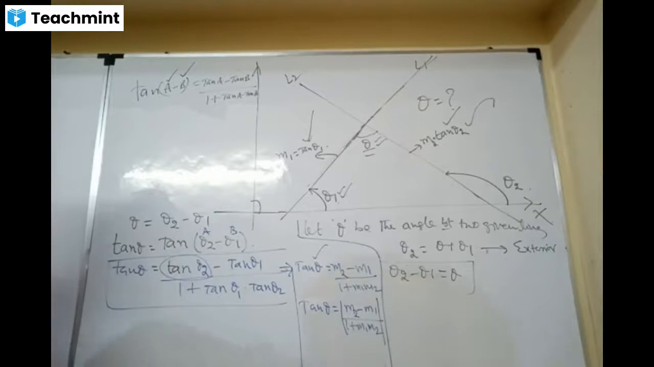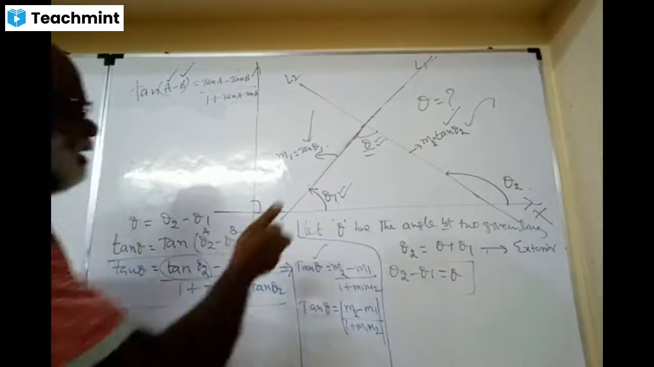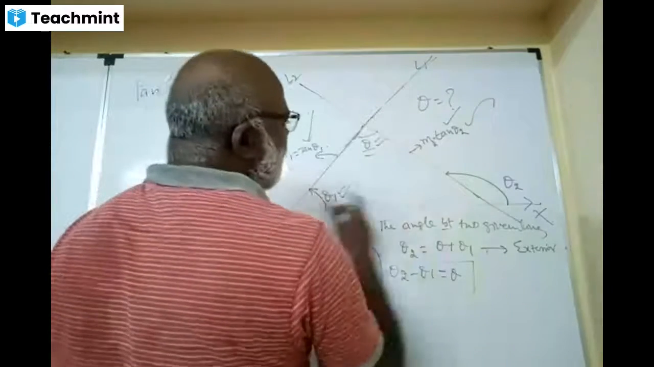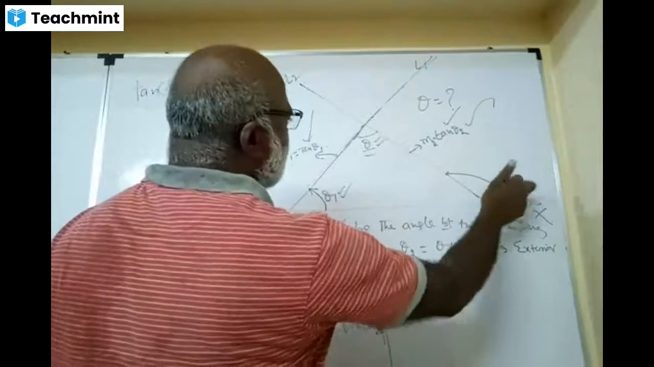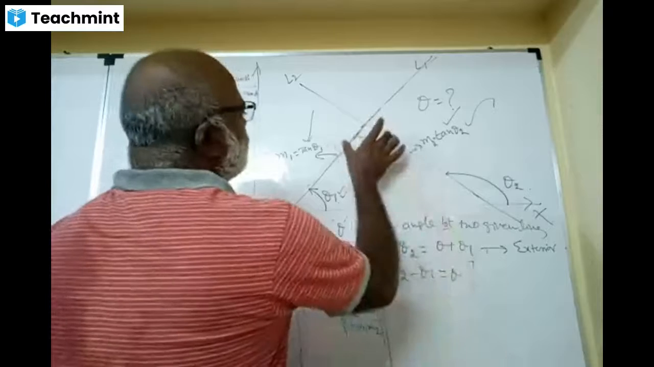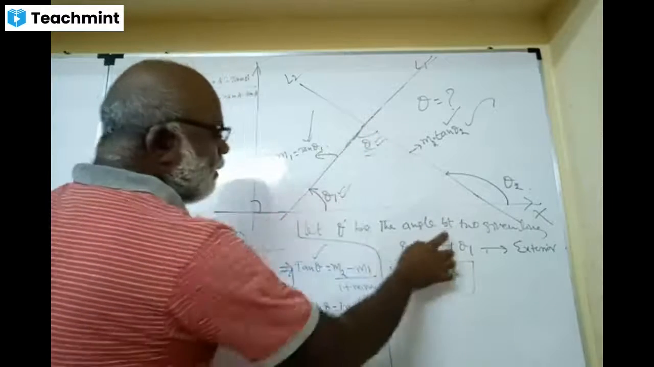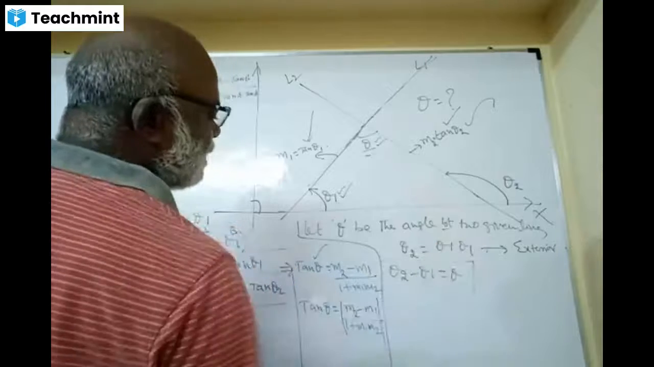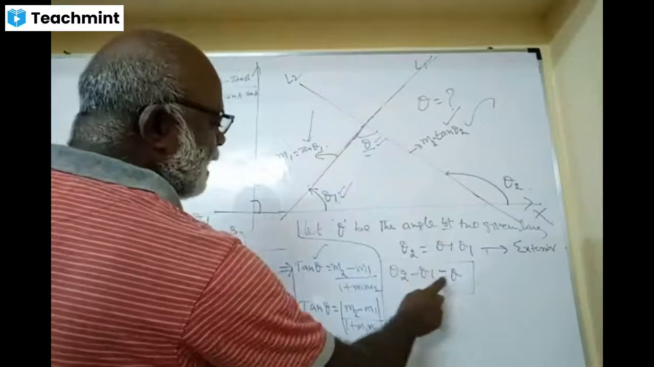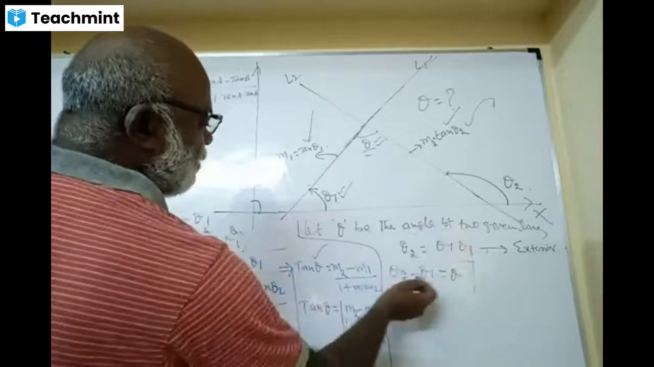See, how simple the derivation is. Line L1 is making angle theta 1, L2 is making angle theta 2. The angle between the two lines is theta, let us call it the acute angle. By the exterior angle property, theta 2 equals theta plus theta 1. So theta equals theta 2 minus theta 1.